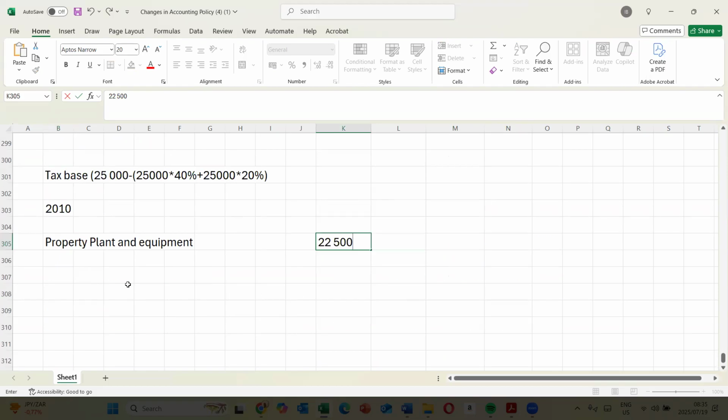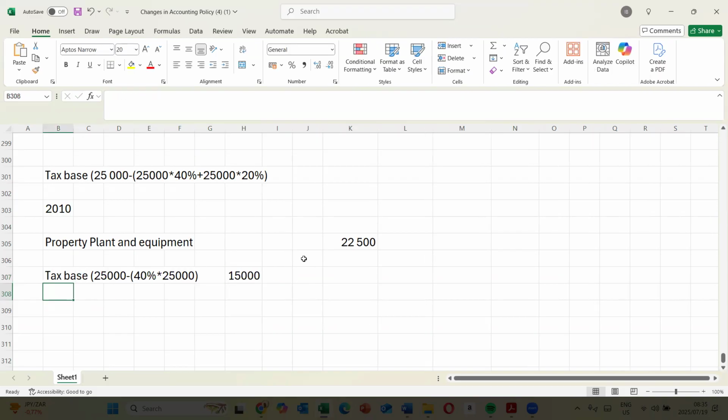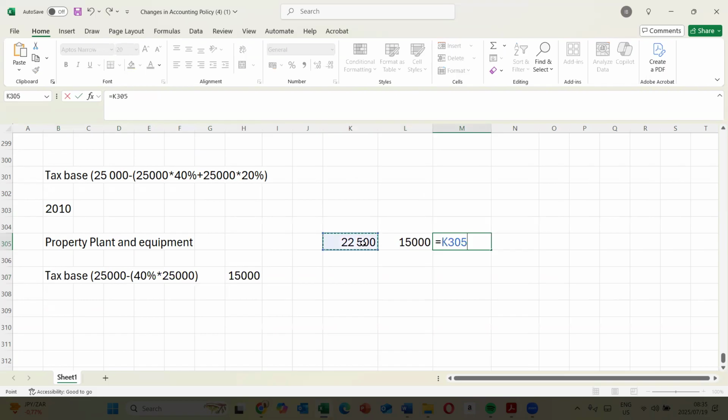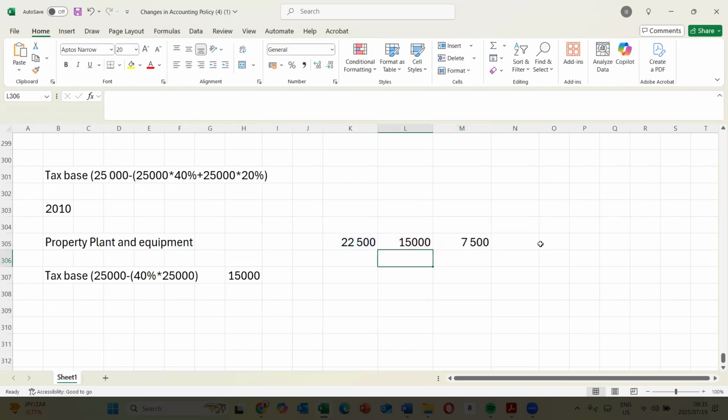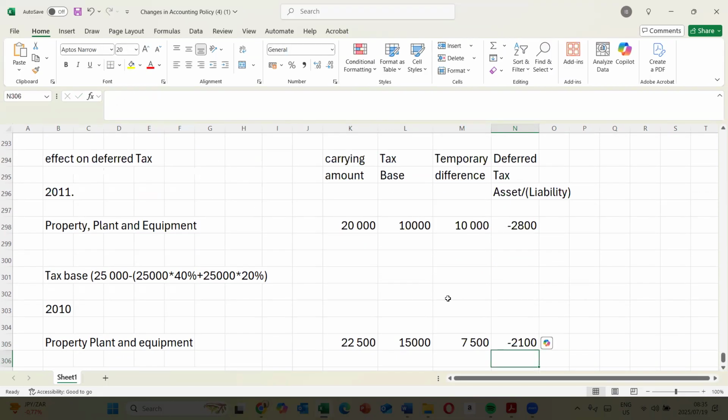And then the tax base. So the tax base, remember here now, we have 25,000 minus. So you just claimed an allowance of 40% times 25,000. So in regards to this, literally just saying 25,000 times 60%. So that's your tax base. So tax base will be 15,000. And then you have the difference between these two. And then, of course, 7,500 times 28%. So it gives you deferred tax liability of 2,100.